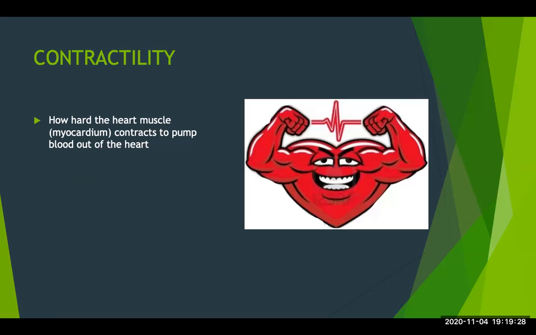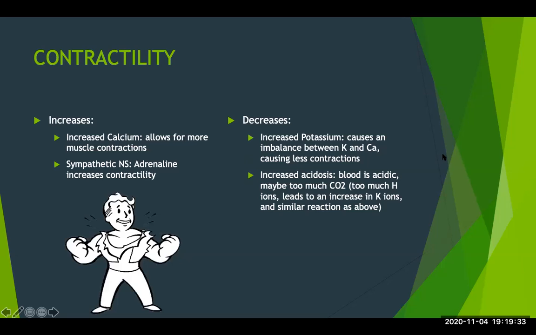Contractility is how hard the heart muscle, the myocardium cells, will contract to pump the blood out of the heart. What increases contractility? Calcium, increased sympathetic nervous system activity, or adrenaline. What decreases contractility? Increased potassium, which causes an imbalance between your potassium and calcium, which will lead to less contractions. Also, increased acidosis. If your blood gets too acidic, maybe there's too much carbon dioxide and too many hydrogen ions, this will lead to an increase in potassium ions and a similar reaction as above.